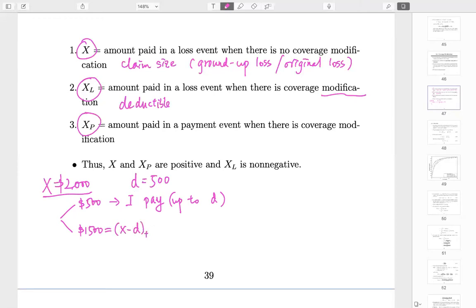I put a plus here. Plus means the positive part. If X is smaller than D, then it's 0. So the meaning of this is that it will be 0 if X minus D is less than or equal to 0, and it will be X minus D if that is bigger than 0. This is what we call the positive part, right? If you have a negative number, the positive part is obviously 0. If you have a positive number, the positive part is obviously itself. So in this case, this will be my insurance company's payment.